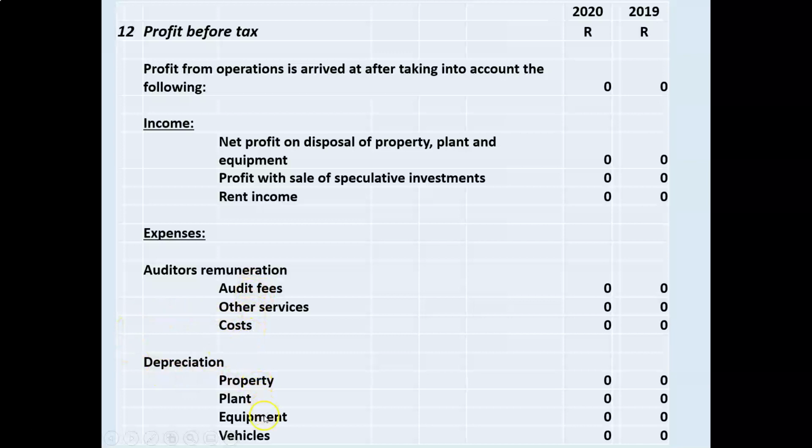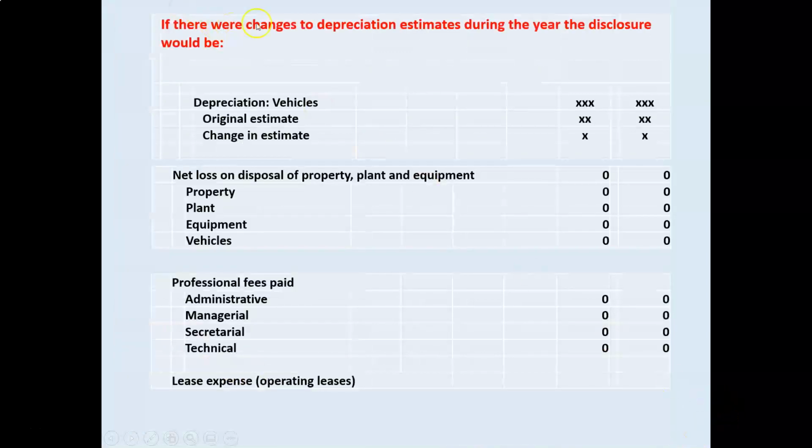Depreciation. For each and every class of non-current asset, I have to show separately my depreciation for the year. If there were changes to an estimate during the year, then let's say, for instance, there was a change in estimate for vehicles, then you're going to show it like we've done already: depreciation, vehicles. There's a total depreciation, and you have to split it, made up of original estimate and change in estimate. And if there's something applied, let's say, to equipment, then you would have depreciation, equipment, original estimate, change in estimate. So it applies to all classes where a change in estimate took place.